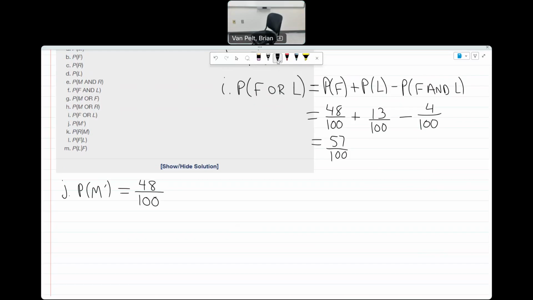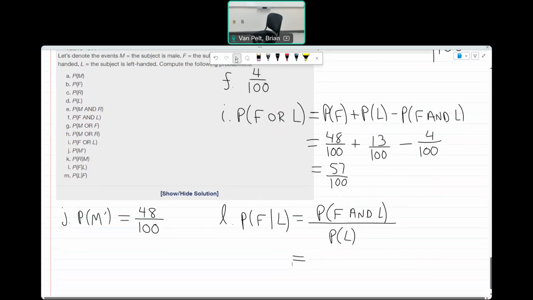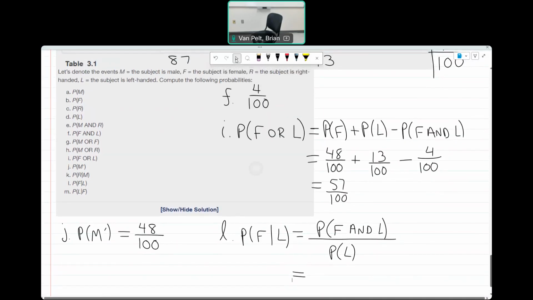Since we've done all the other ones with F and L, let's do part L, the probability of F given L. Once again, there's a couple of ways to do this. You can use the formula, which I'll write up: the probability of F and L, divided by the probability of L. We did the probability of F and L somewhere up there. Where was it? F, that one right there.